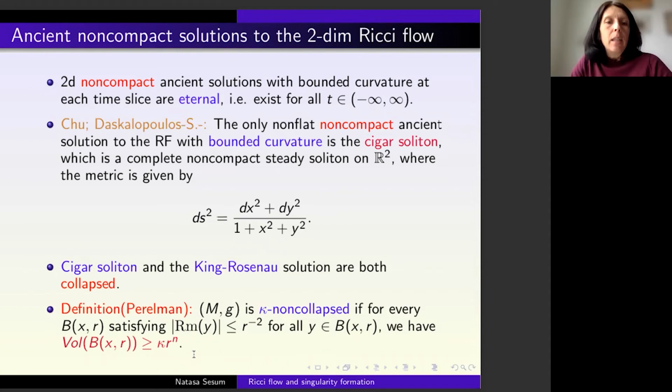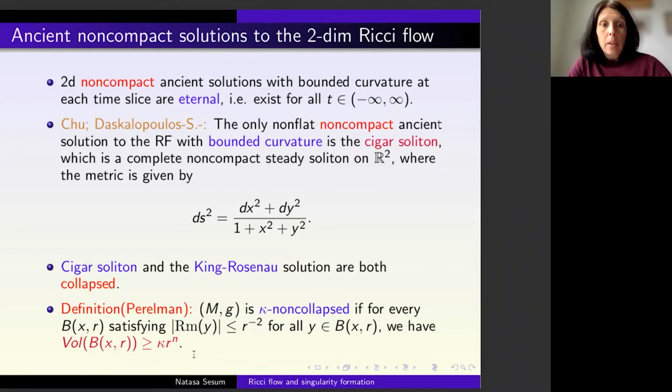And we will keep in mind also that cigar solitons and the King-Rosenau solutions are both collapsed in terms of Perelman's definition of non-collapsing, which also, for some of you who are not familiar, I wrote the definition: if we have (M, g), we will call it kappa non-collapsed if for every ball of radius R, where we can control the Riemannian curvature by 1 over R squared in that ball, the volume of the ball is bounded from below by kappa R to the n.